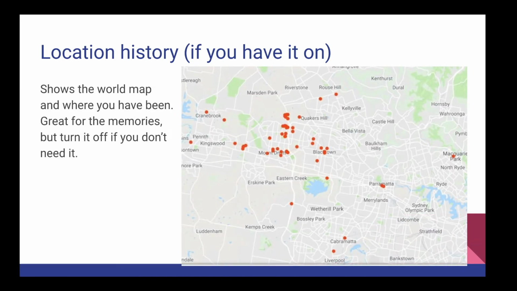So here is an example of a student's account that I borrowed when I was setting this up, with the student's permission. This is a heat map of where they've been, and that's only over the course of a couple of weeks. Now, I would suggest you turn this on when you go on holidays, so that you know where you've been. Fantastic for the memories. But when you're just living and working around, turn it off.